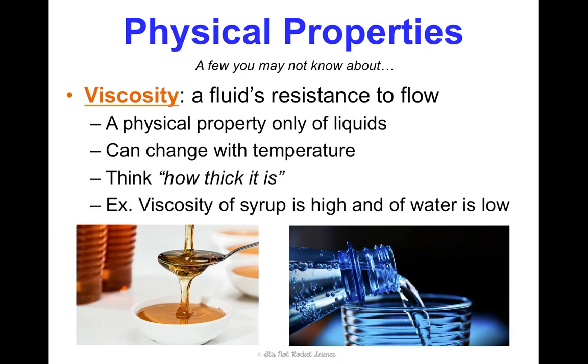So for example, syrup is very high viscosity. If you have a spoonful of syrup and you tip that spoon to try to pour it out, it'll just slowly kind of drip out. Syrup or honey or molasses, something like that. Whereas water has a really low viscosity. It flows really easily.